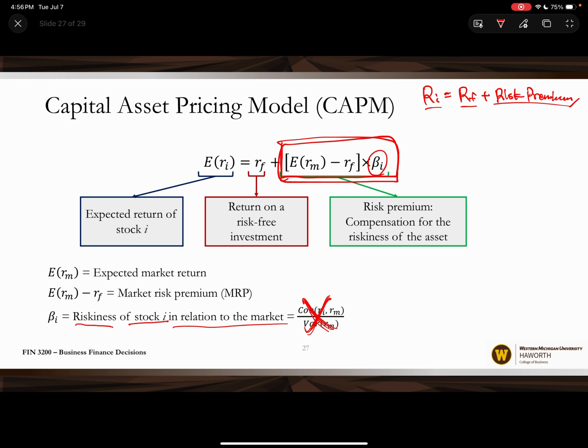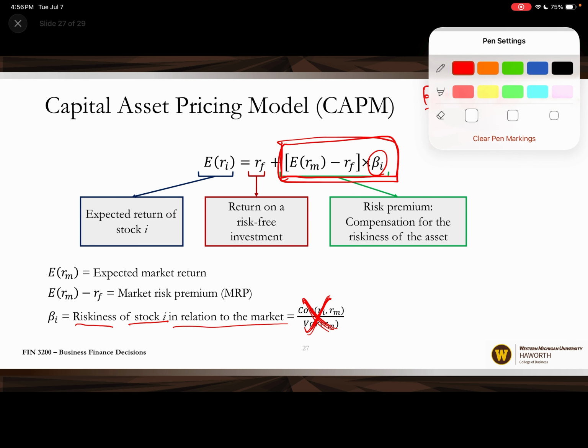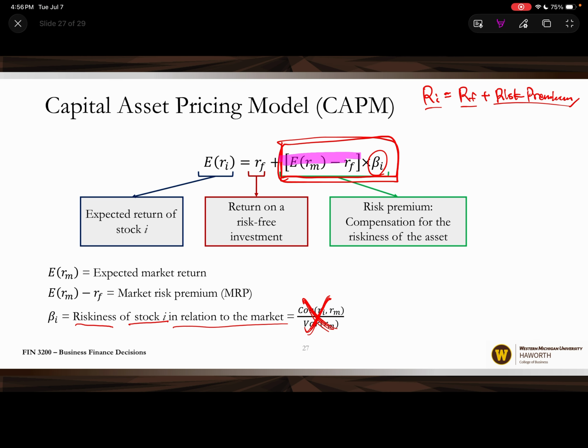So beta measures the riskiness of stock i in relation to the market. Another component here is this thing in the brackets: the expected return on the market minus the risk-free rate. That's the market risk premium. So this highlighted part is what we call market risk premium.